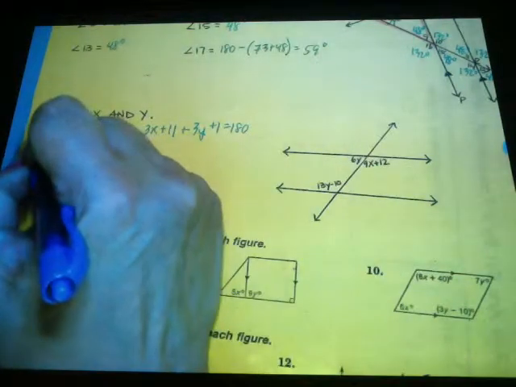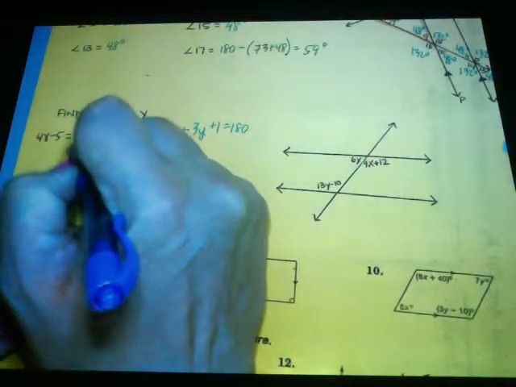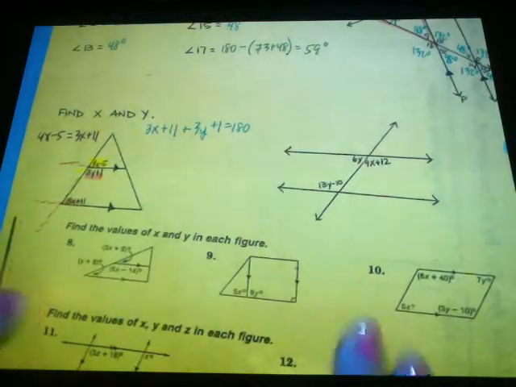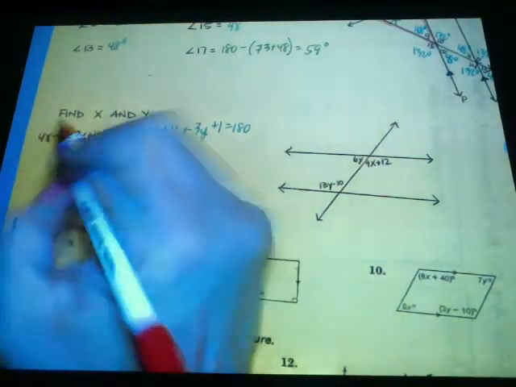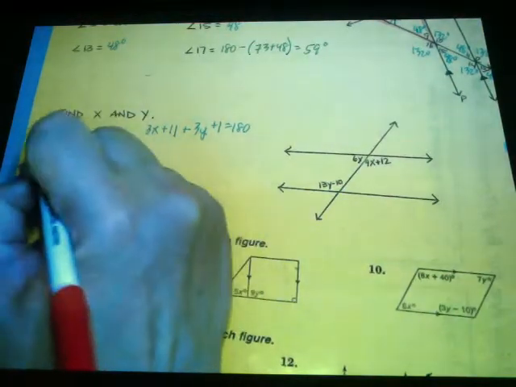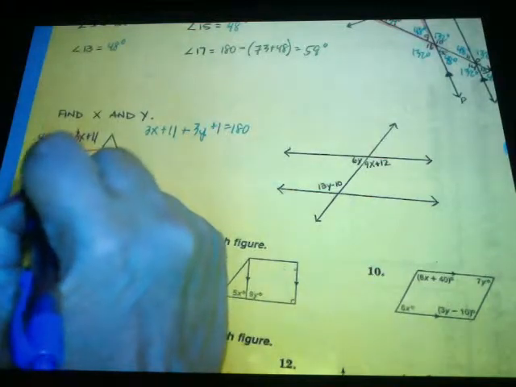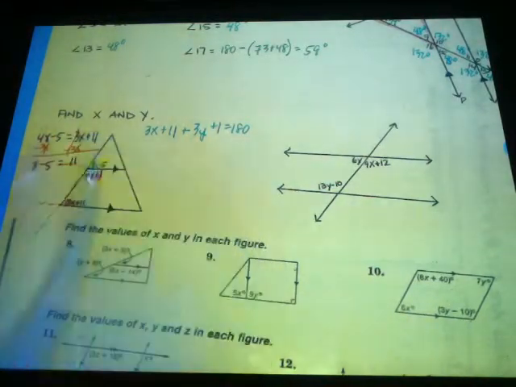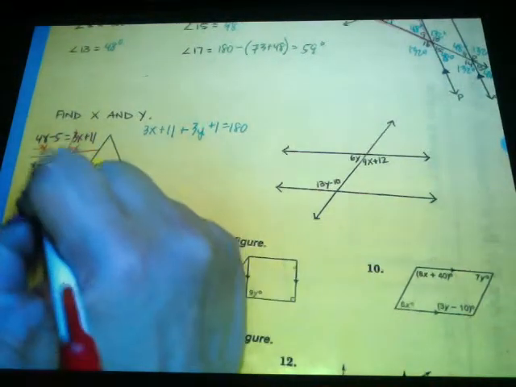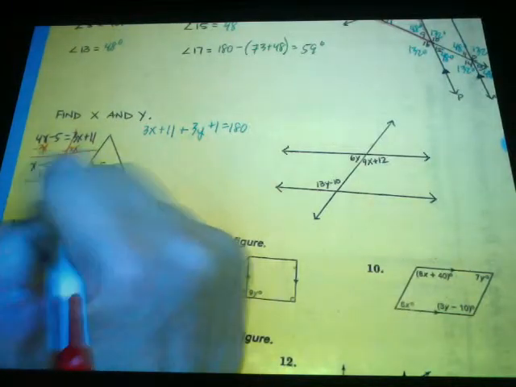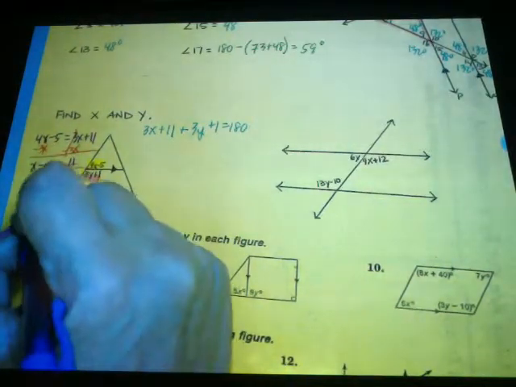So now we've got 4x minus 5 is exactly equal to 3x plus 11. So we're going to solve that. Subtract 3x. I get x minus 5. Add 5. x is equal to 16.